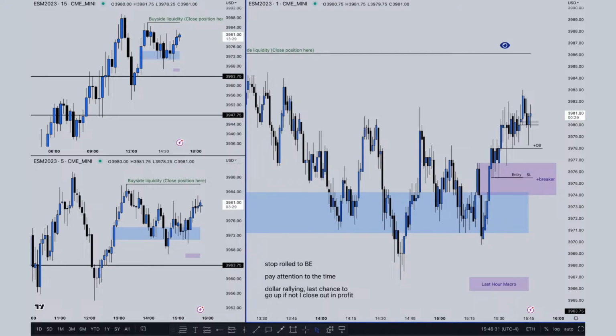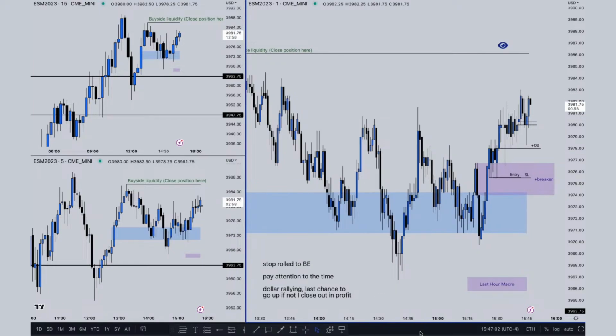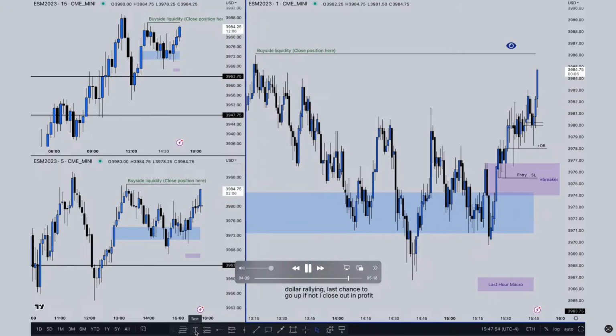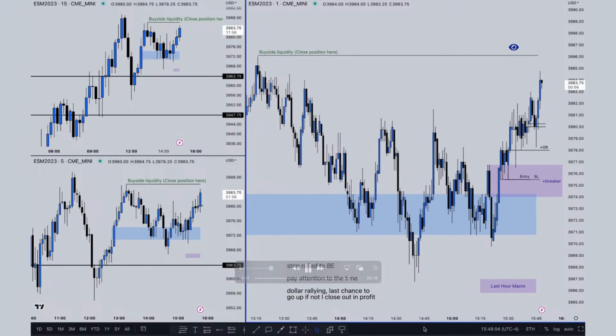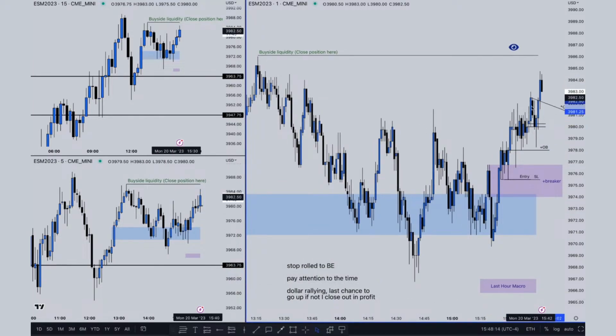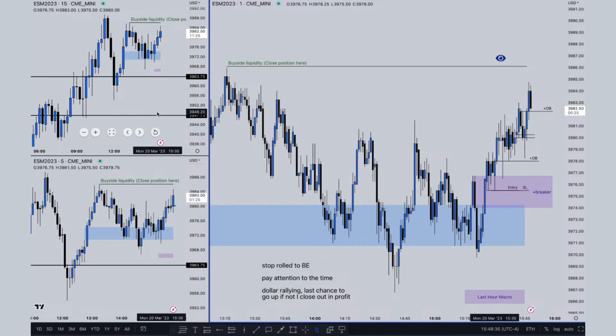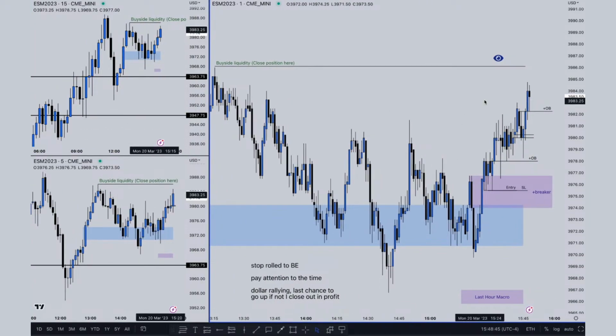So price finding support inside of that volume imbalance, as I would anticipate. You guys can see all the down close candles are supporting price. So order flow is still bullish. So now we've formed another bullish order block. So I would expect that down close candle to support price.